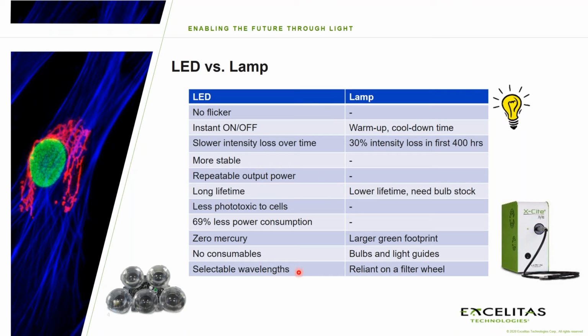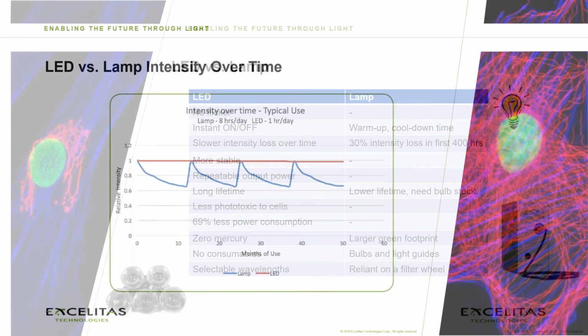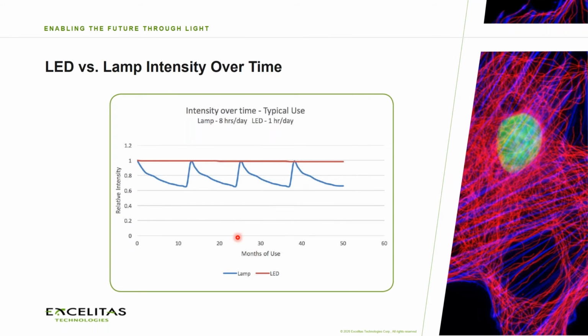With the lamp unit, you definitely have to have bulbs to replace when the lamp intensity degrades over time. And LEDs also have an option to select different wavelengths. There are broadband LED options, but there are also selectable LED options. Whereas in a lamp, you get the entire spectrum and you have to use a filter wheel in order to filter out the light to excite the fluorophores of interest.